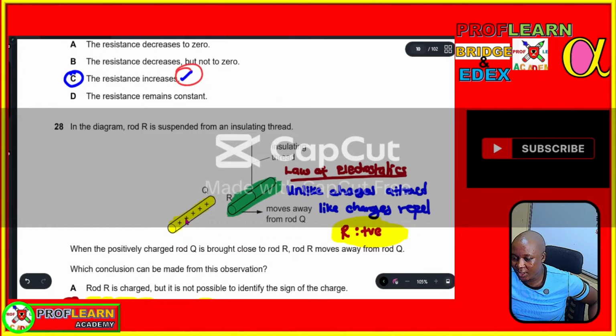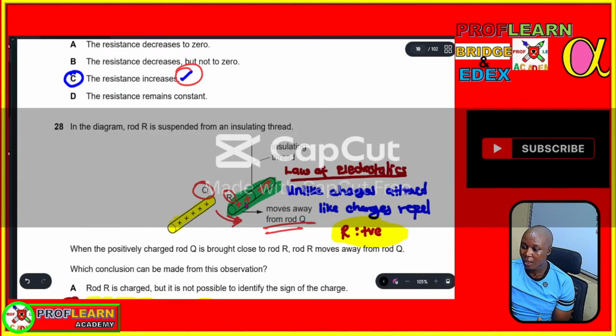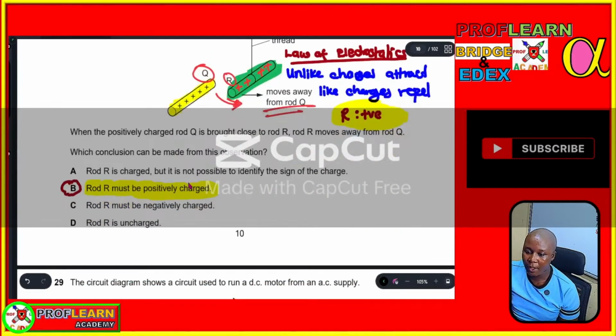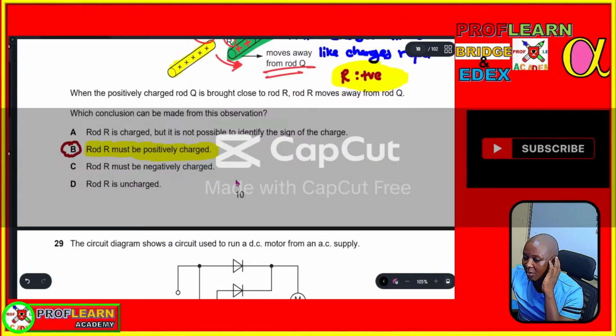We are told that when this rod Q is brought close to R, R moves away. If you look at Q, it is positively charged, so it is repelling R. So R must also have a positive charge, and that's why it's being repelled away. From the law of electrostatics, unlike charges attract, like charges repel. So rod R must be positively charged. And you need to remember that materials are charged by rubbing the materials against one another.